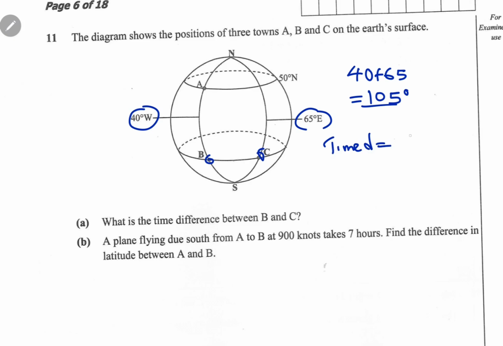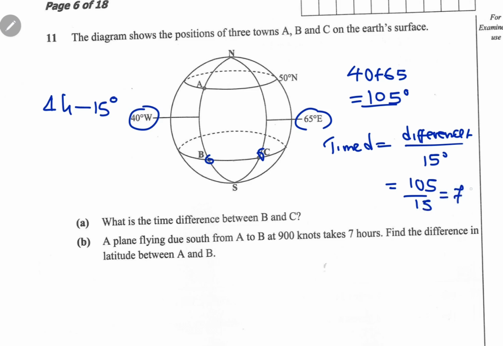the time difference is simply the difference in their longitude converted into hours. So it's the difference in longitude divided by 15, because we know that 1 hour is equal to 15 degrees. So that's the conversion that we use. So 105 divided by 15 is going to give us 7 hours.